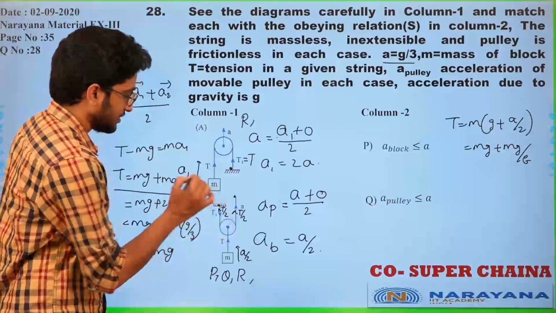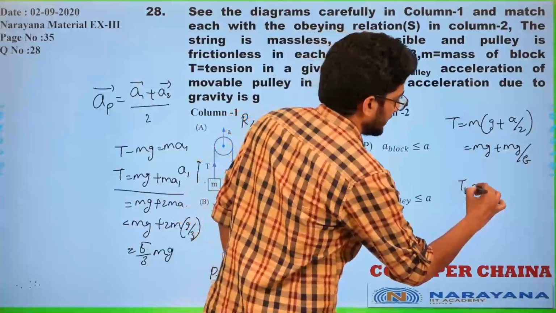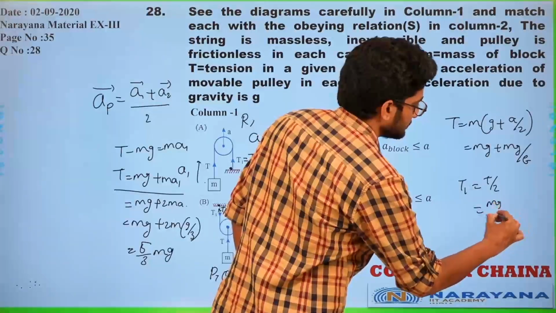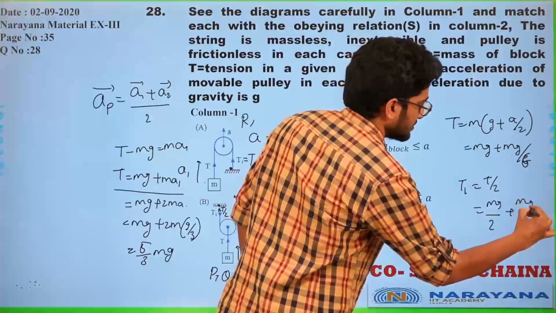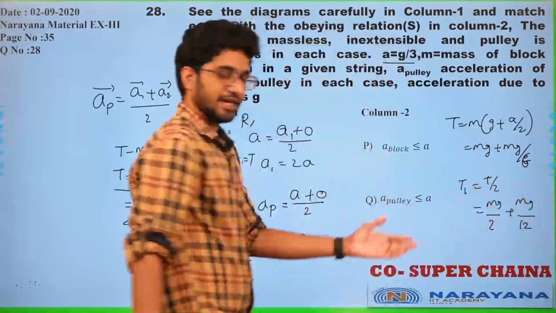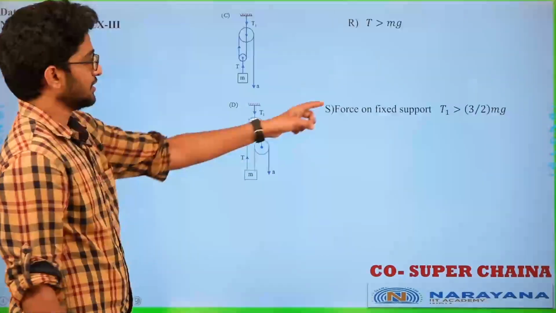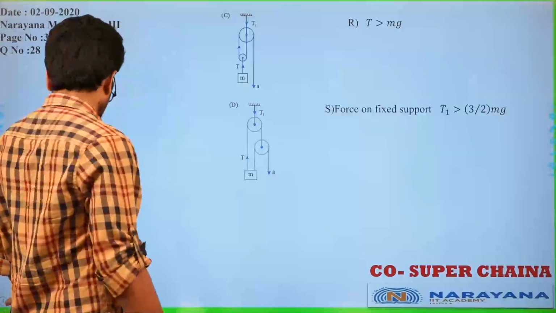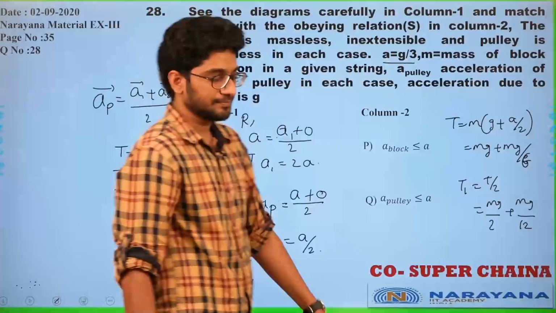Now what is the force acting on this? The force acting on the upper part, T1, is T by 2, that is half of this, which is mg by 2, plus half of mg by 6, that is mg by 12. So this cannot be more than 3 mg by 2. Right. In the last part it says the tension or force acting on this fixed support is more than 3 by 2 mg. It cannot be, because it is just less than mg even.